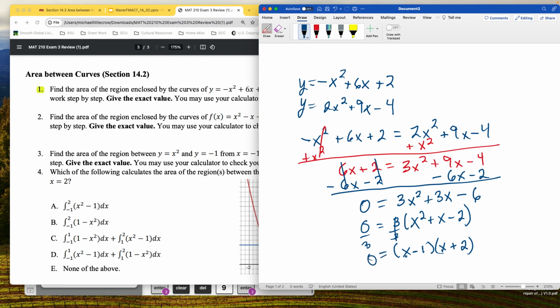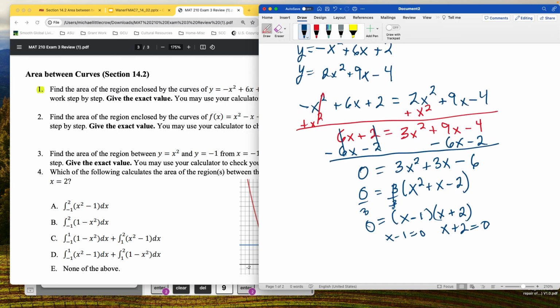So again, this equals 0. So we get x minus 1 equals 0, x plus 2 equals 0. Add 1 to both sides, we get x equals 1. Over here we get x equals negative 2. So those are our 2 points of intersection. What those are going to become are our boundaries for the integration. So we're going to go from negative 2 to 1.